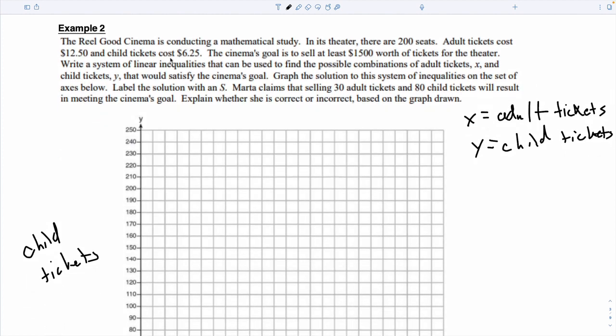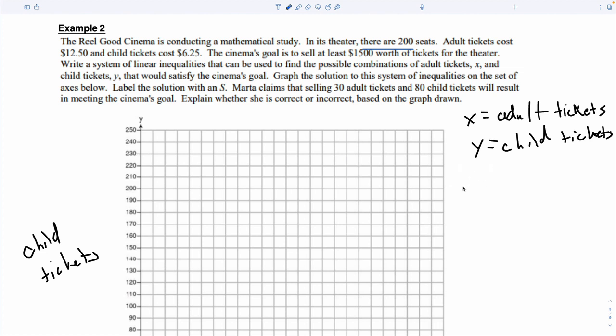This is probably the trickiest word problem that you'll see on the test. There are two things that you're going to pull out, but they're a little bit hidden. The first one says that there are 200 seats. Adult tickets are $12.50 and child tickets cost $6.25. So we need to make an inequality of the total seats that could fill up at this place.